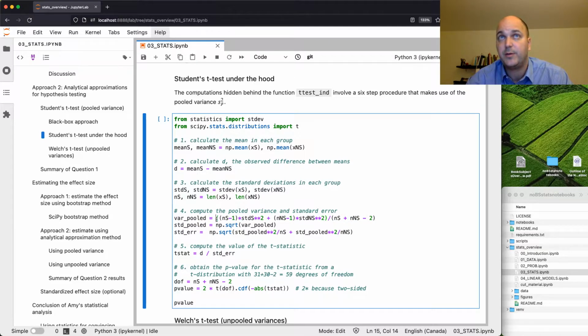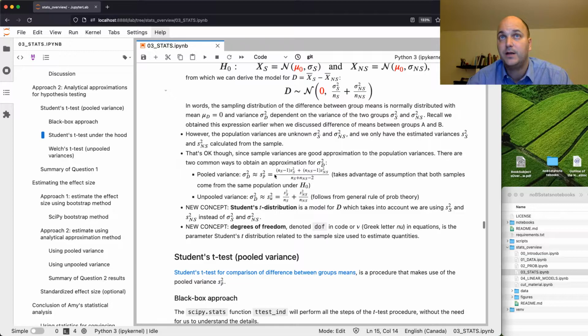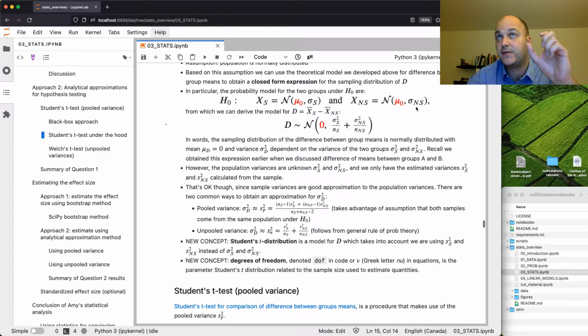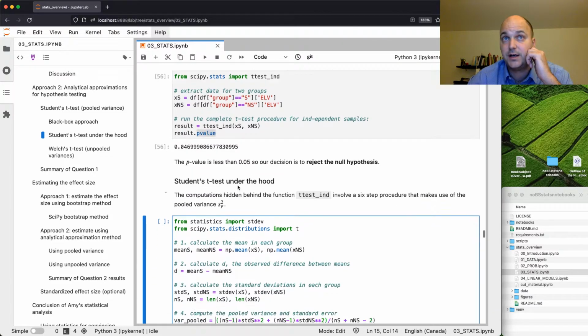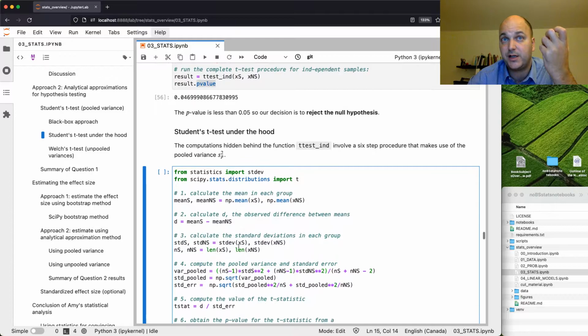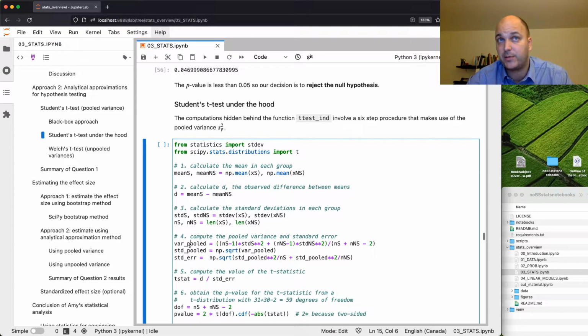So remember, this was the model where we say under the null, they're the same distribution, right? We assume the variances are the same. So in that case, if we have the two estimates, we can pool them together to get a better estimate.